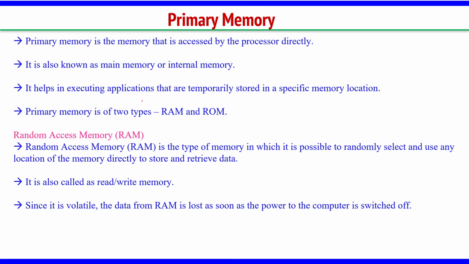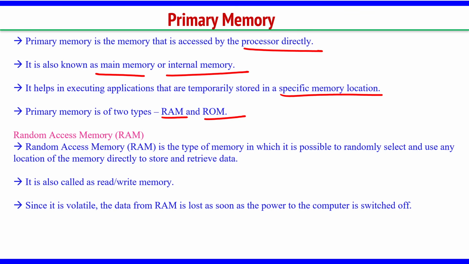Let us talk about primary memory. It is the memory that is accessed by the processor directly. That is why it is also known as main memory or internal memory. It helps in executing applications that are temporarily stored in a specific memory location. Primary memory is again of two types, RAM and ROM.